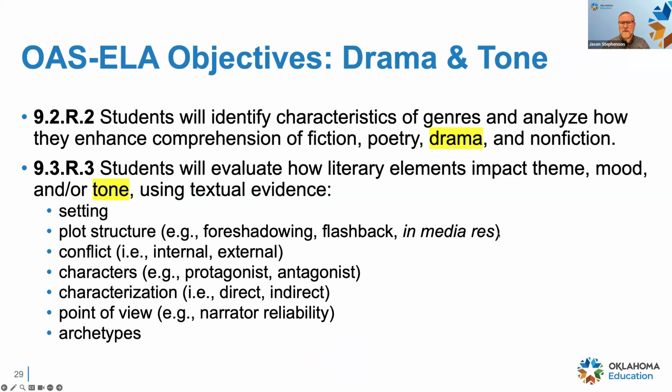This activity would be connected to, again, identifying characteristics of genres, specifically drama, and then also analyzing for theme, mood, and tone, especially tone in this particular one.